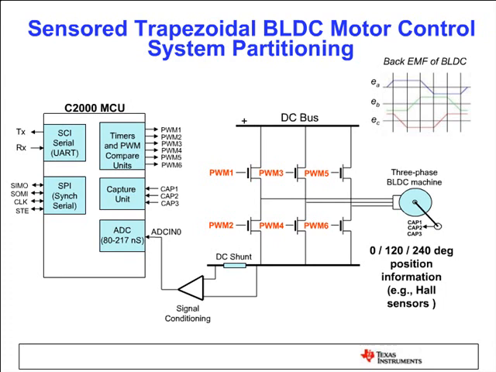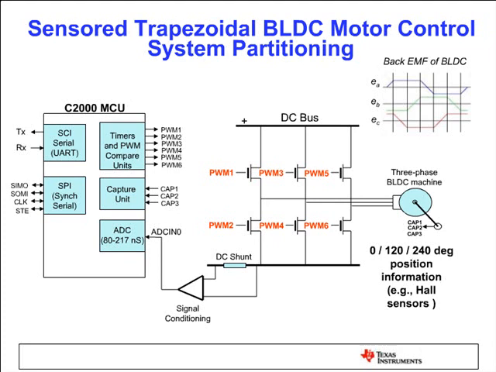As you see here, we sense the low side DC current in order to control the torque. And what else we have? PWMs, communication, serial communication, and parallel communication. Yeah, that's pretty much what it is. This is of course a very high level block diagram. And here we have sensorless trapezoidal control.